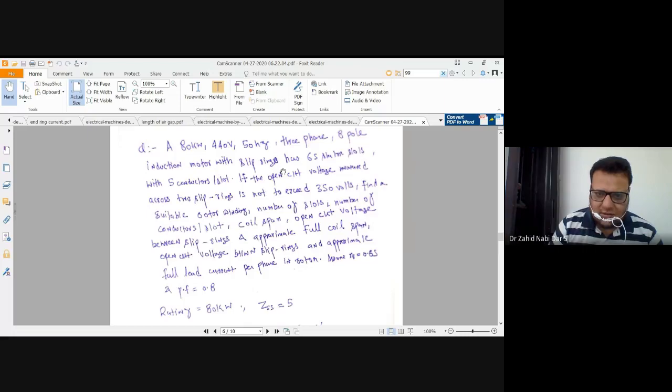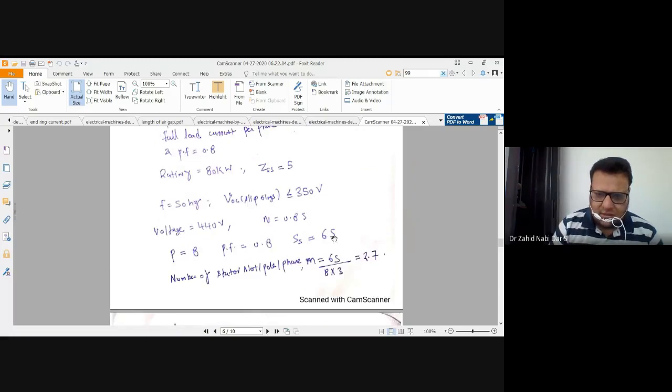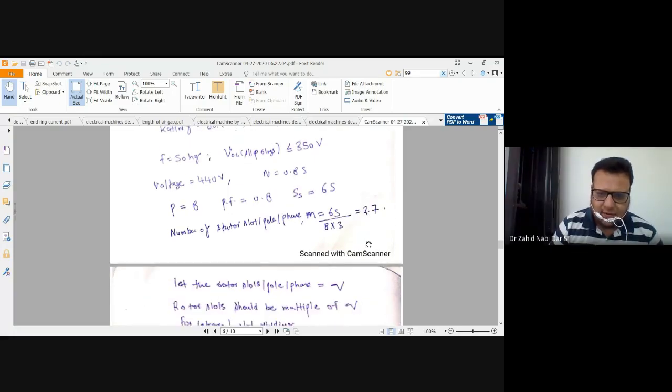Now your stator slots, it's given 8 pole induction motor with slip rings has 65 stator slots. So stator slots is given 65. Now you have to calculate the stator slot per pole per phase. So stator slot is 65, per pole will come 8, per phase will come 3. So it happens to be 2.7.